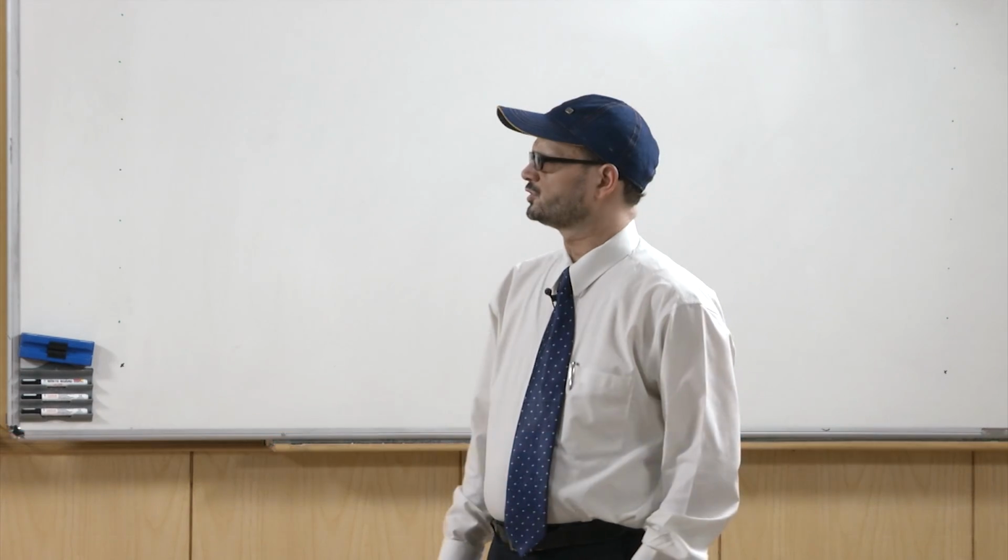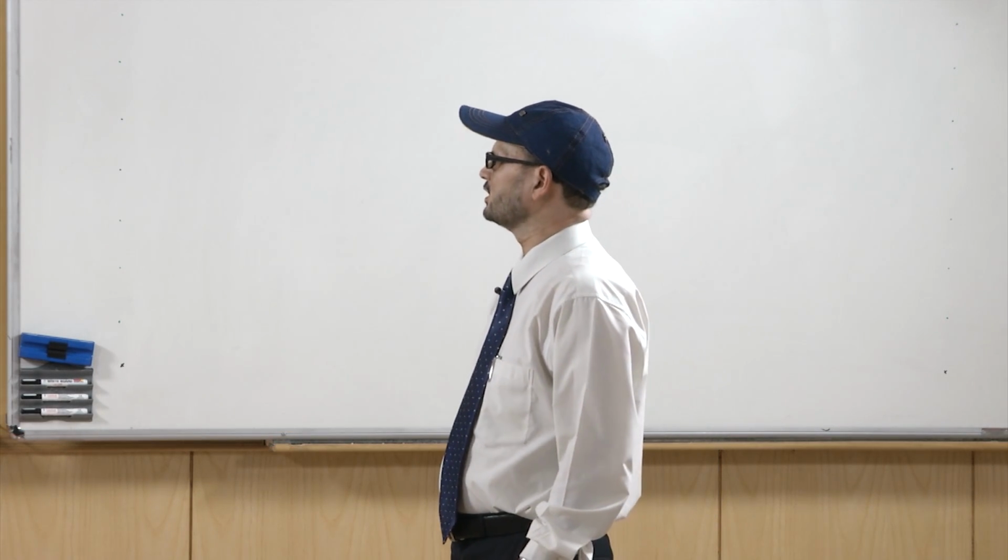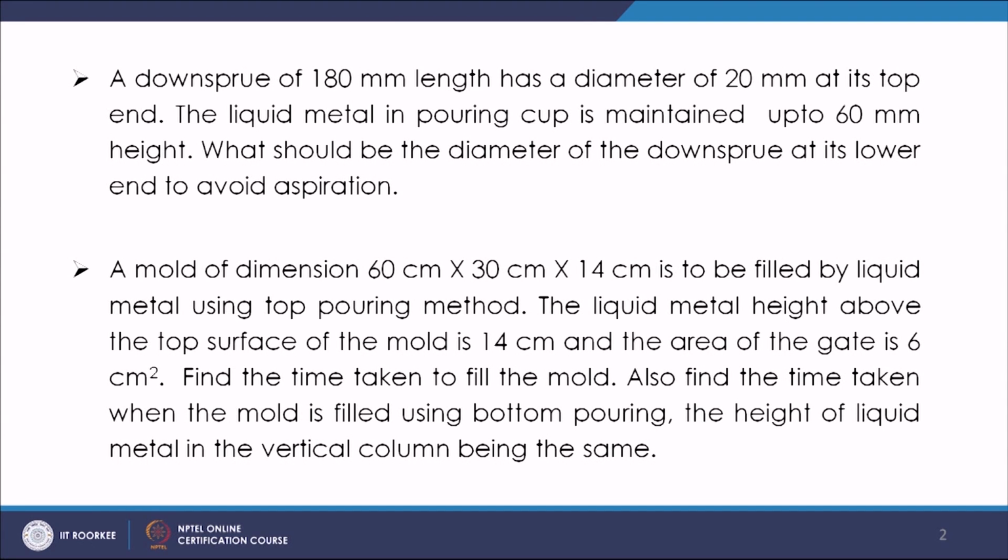Let us start with the first question. A down sprue of 180 mm length has a diameter of 20 mm at its top end. The liquid metal in the pouring cup is maintained up to 60 mm height. What should be the diameter of the down sprue at its lower end to avoid aspiration?